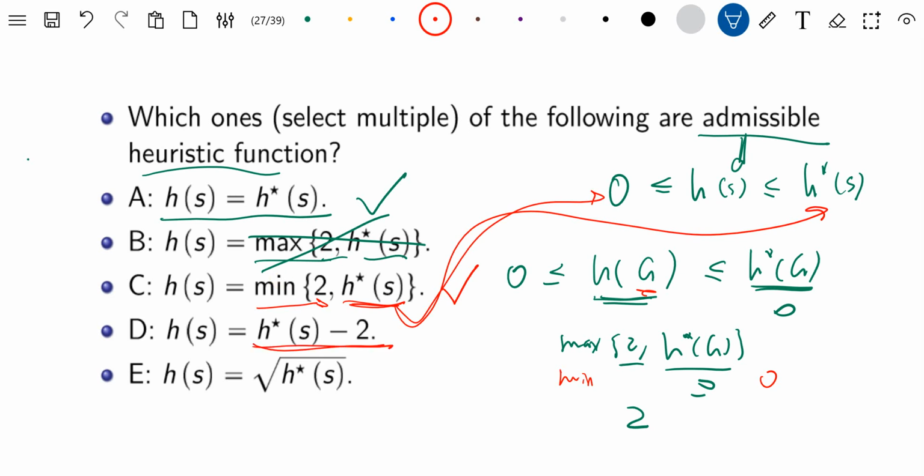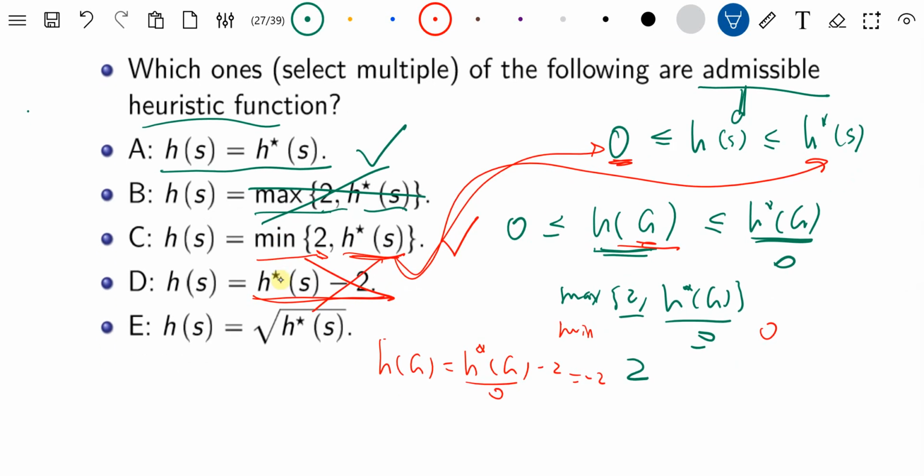And we're going to do the g trick. So h of g is h star of g minus 2. This is 0, so this is minus 2. Minus 2 is not larger than 0, so this is not going to work. So the last one is kind of tricky.